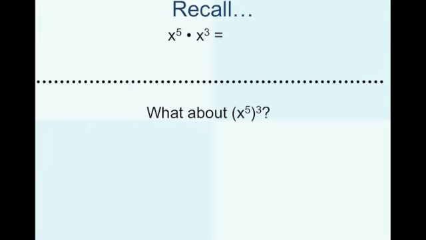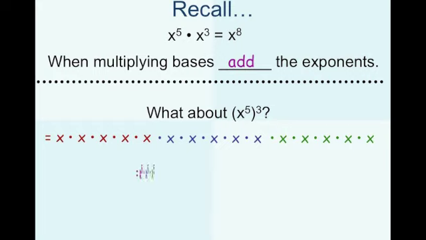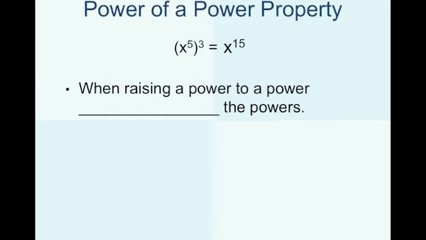Recall that if we have x to the fifth times x to the third, it equals x to the eighth. So what about x to the fifth raised to the third power? When you multiply the bases, you add the exponents. Here we have x to the fifth 3 times. First time, second time, and third time. Together, that gives us x to the fifth times x to the fifth times x to the fifth, or x to the 15th power. So, when we're raising a power to a power, we multiply the powers, right?